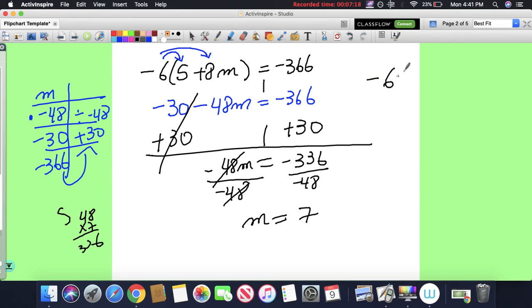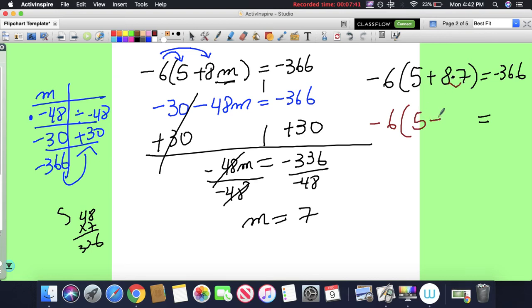Double check. So your check is negative 6 times the quantity 5 plus 8 times m. So instead of that m here, I'm going to replace it with the number 7. And that all should give me negative 366. Order of operations dictates that we have to do the parentheses first, right? So I'm going to leave the negative 6 for a second, waiting outside. And inside the parentheses, I'm going to do 8 times 7 first. And then I'm going to copy the 5 plus, and 8 times 7 is 56. I'm still not done with the parentheses, so negative 6 still waiting.